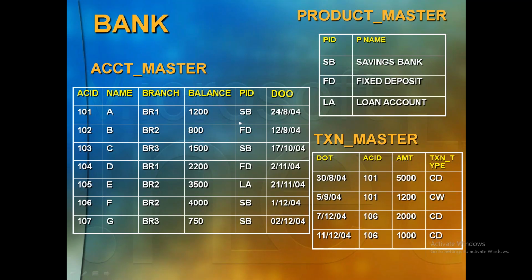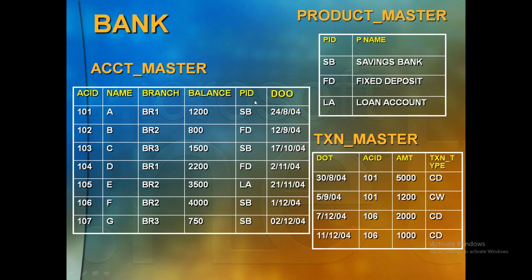When you open an account, there is a product called SB. What is SB? SB means it is a savings bank. This is a separate table available. SB means what? FD means what? LA means what? Clear? So this is a primary key table and this is a foreign key table.